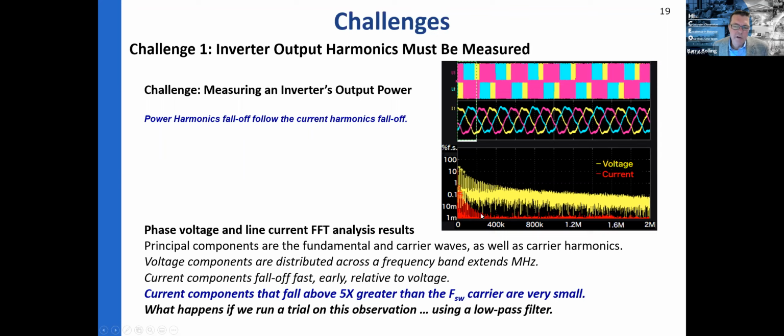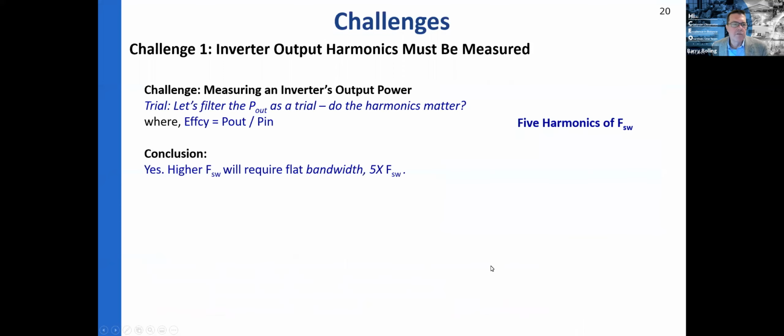So how many orders do we need? And are those orders based on our fundamental rate, or are they based on the switching rate? They're based on the switching rate. The fundamental will typically be 100 or 200 hertz. The switching rate might be 100 kilohertz. And what we found, and I'll show you how we found this out, is that current components that fall off above 5 times the switching rate, or the carrier, are very small. In fact, we believe that you need to measure to about the 5th harmonic of the switching rate.